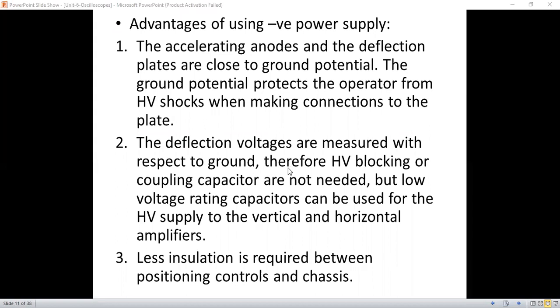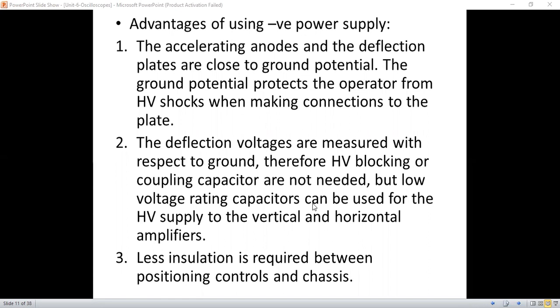So the deflection voltages are measured with respect to ground only. We are considering the ground potential, means with respect to ground only, whatever the deflections are there, we are going to consider here now. Therefore, high voltage blocking or coupling capacitors are not needed here.